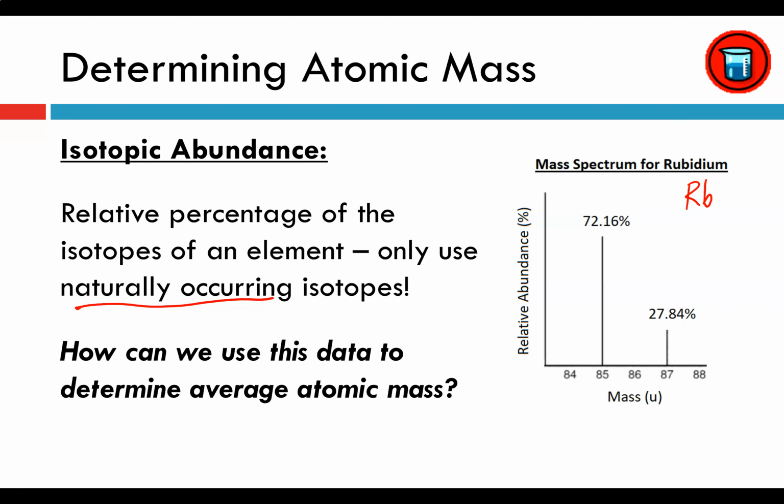I want to use this data to determine the average atomic mass of rubidium. We do this by taking a weighted average. You might know how to do this already. Whether you do or you don't, I'd like you to pause the video and try it out. You have a built-in check for your work.